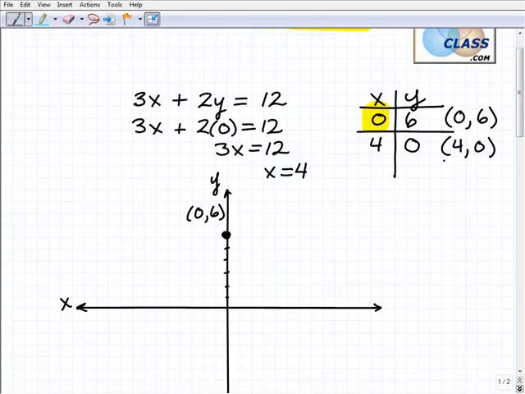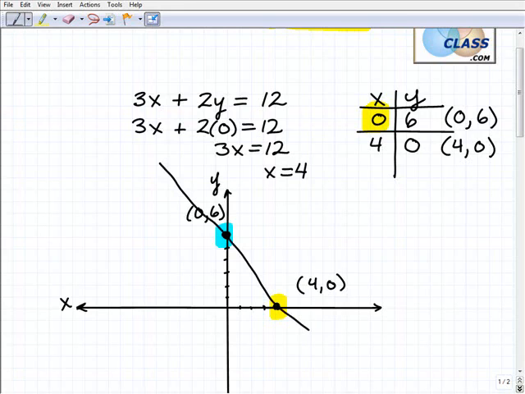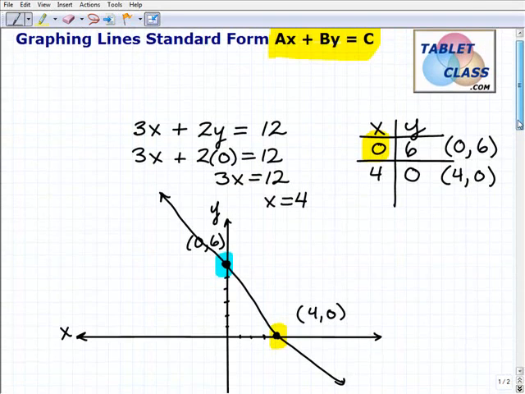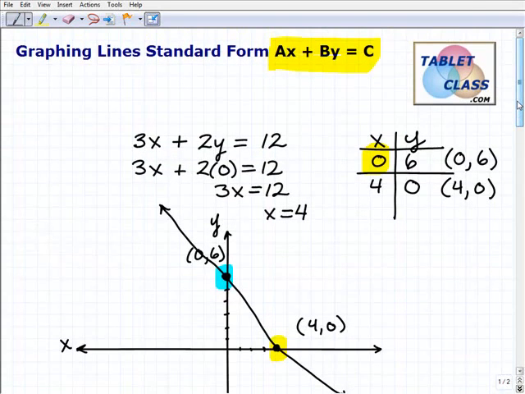So x is 4, 1, 2, 3, 4, when y is 0. So here's the point 4, 0. These are called the intercepts. This is the y-intercept because this is where the graph intersects the y-axis, and this is the x-intercept, where the graph will intercept the x-axis. To graph the line, I just need to draw a line through the dots. That's a very terrible line. Sorry about that, but hopefully you get the point. And that's it. This is graphing lines when an equation is in this form.